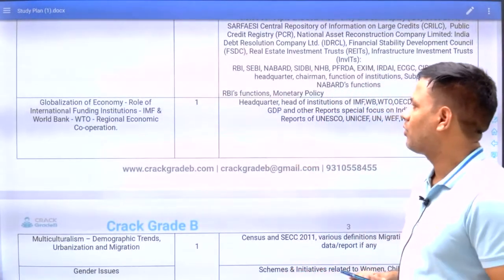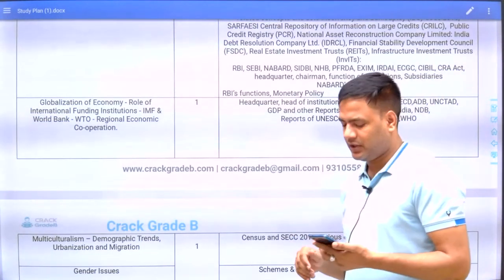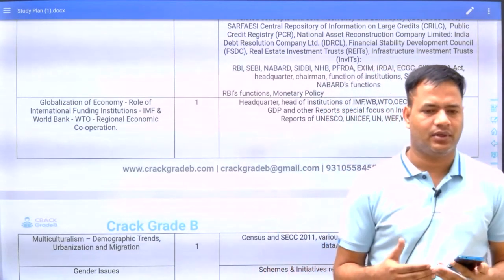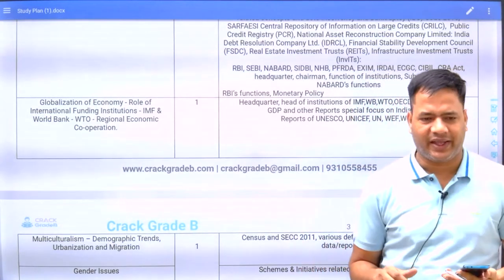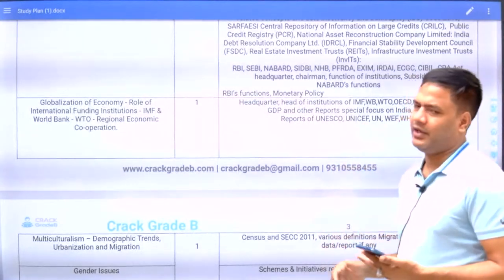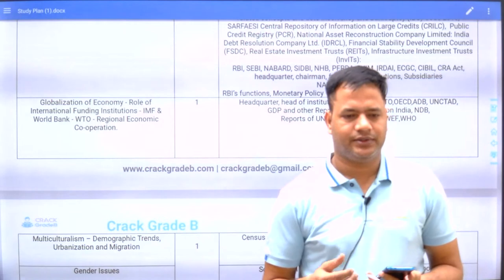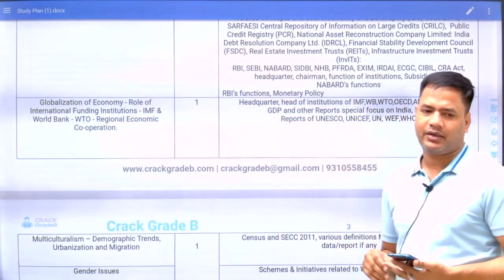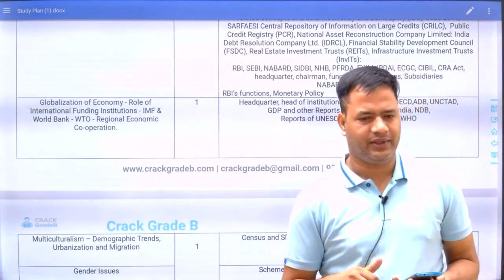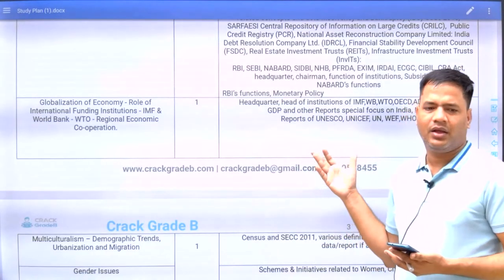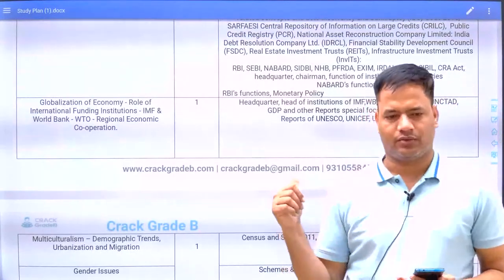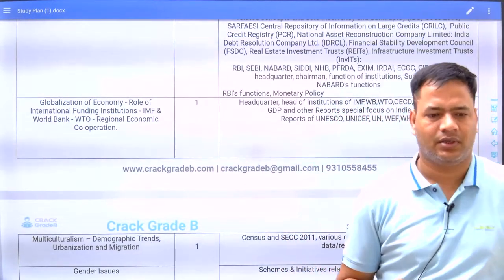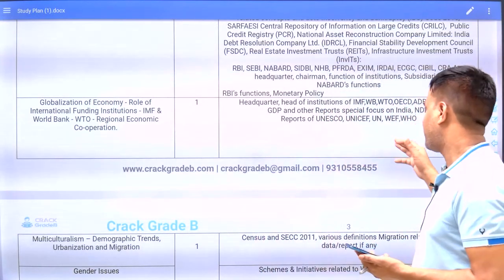Next is globalization of economy, role of international funding institutions, IMF, World Bank, WTO, regional economic cooperation. In this chapter, the static part can be asked, especially if something is there in the news, like IMF related news related to India, mainly GDP projections being released by this organization. So IMF, World Bank, WTO, OECD, ADB, UNCTAD: headquarters, who is the head, and if they have predicted India's GDP, that is important. It's mainly current data, and if you are studying something in current affairs, then you must know the static part of that. And recently, you know that the SDR basket of IMF was changed, some ratio was changed. So that is important, that can be asked.